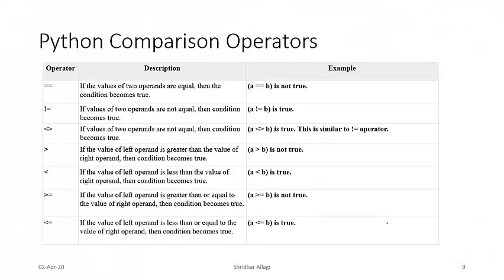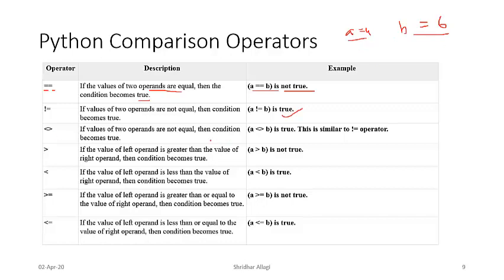So now we'll look at some of the Python comparison operators. The first operator is equals to: if the values of two operands are equal, then the condition becomes true. Suppose a equals 4 and b equals 6. Now see here, a equals equals b, 4 is equal to 6 is not true. Then not equals to: if the values of two operands are not equal, the condition becomes true. Now see here, a not equal to b, it is true, 4 is not equal to 6.